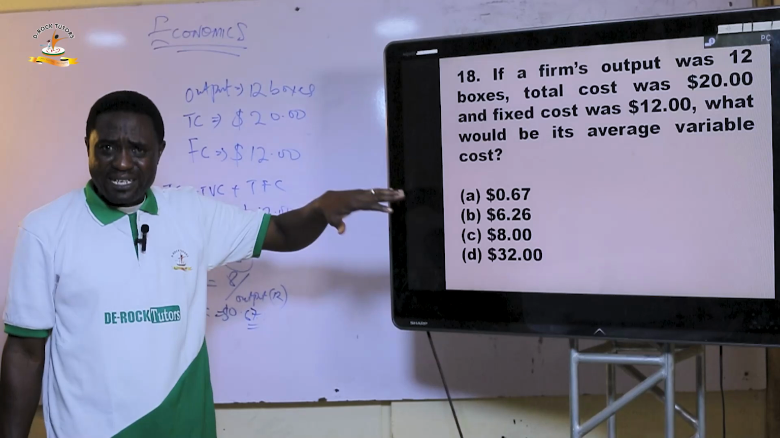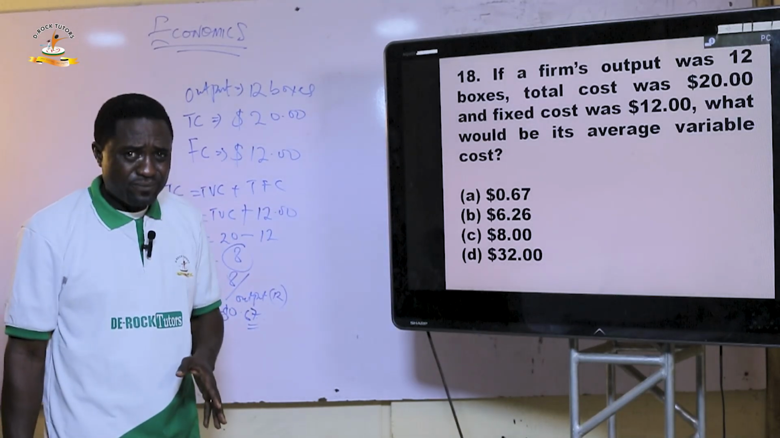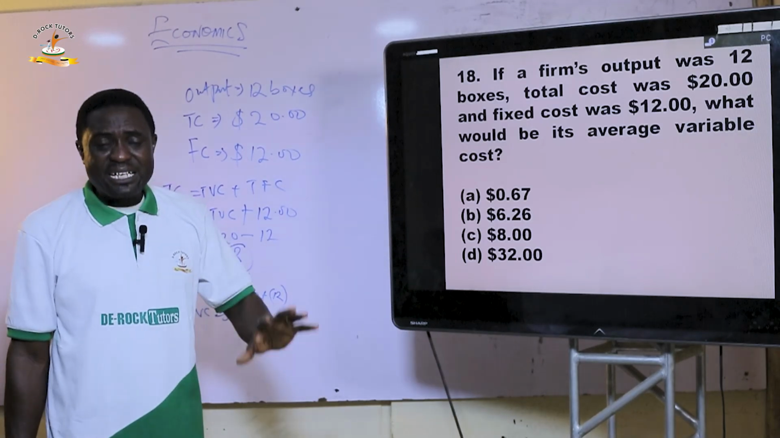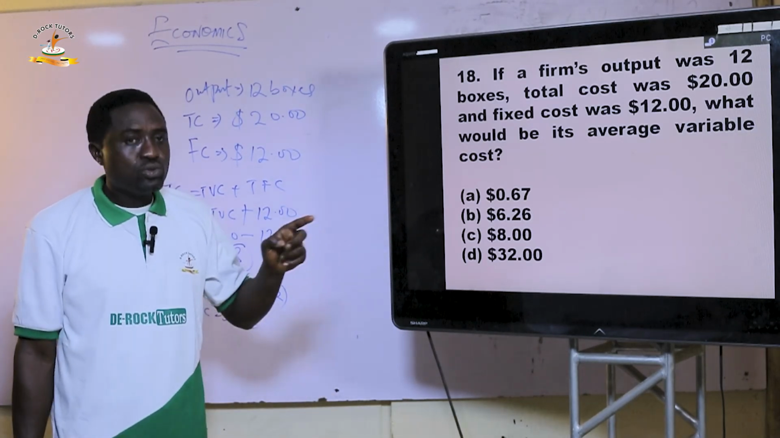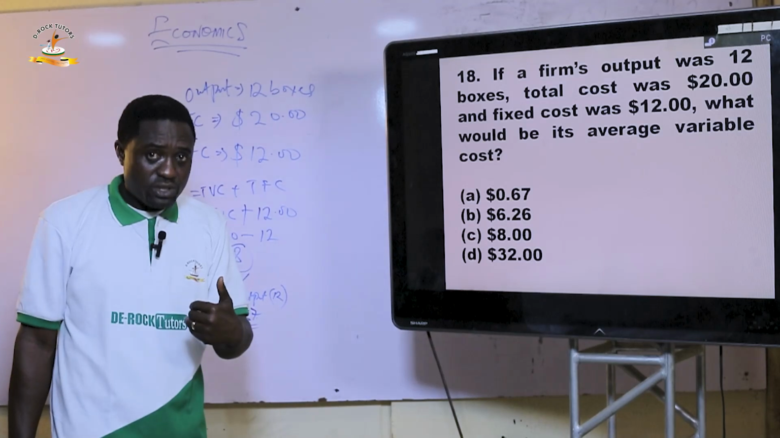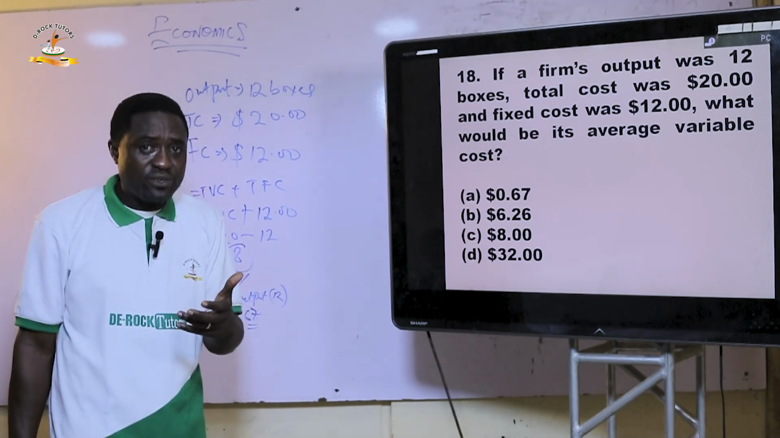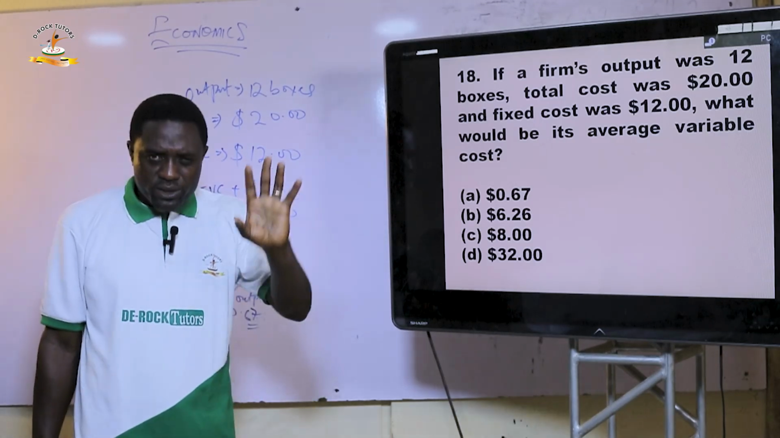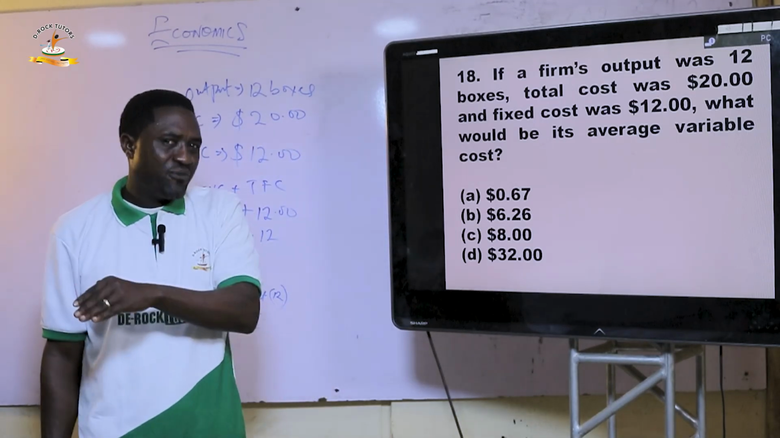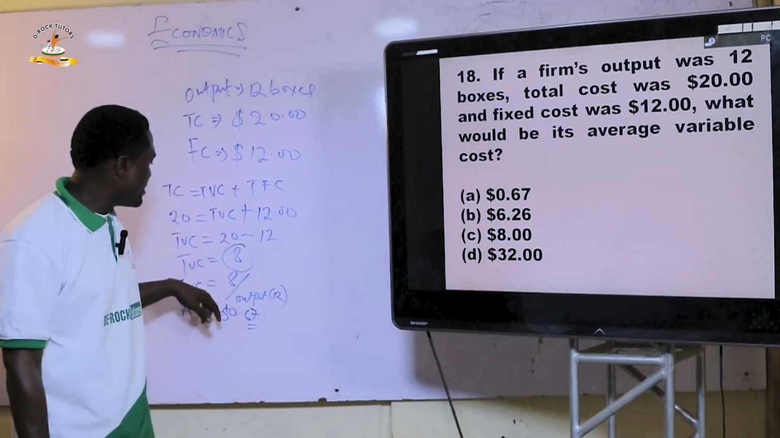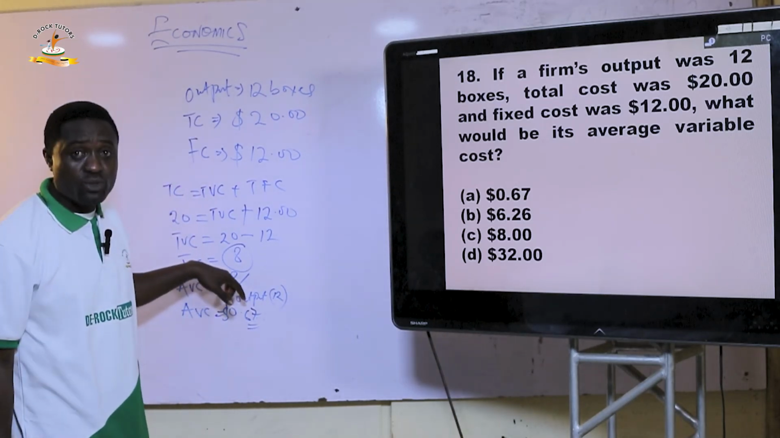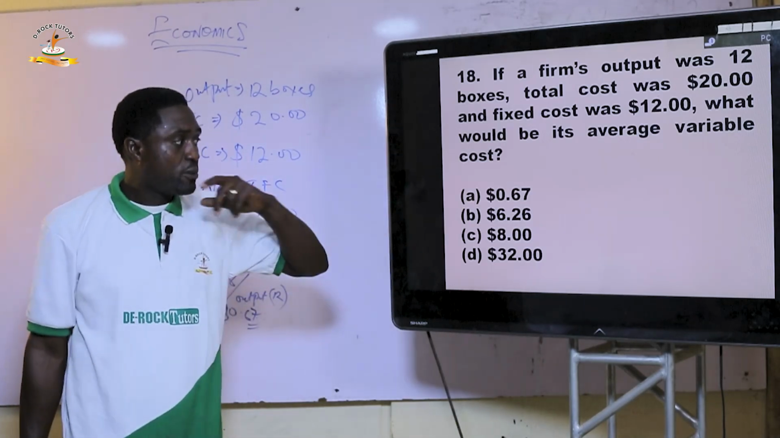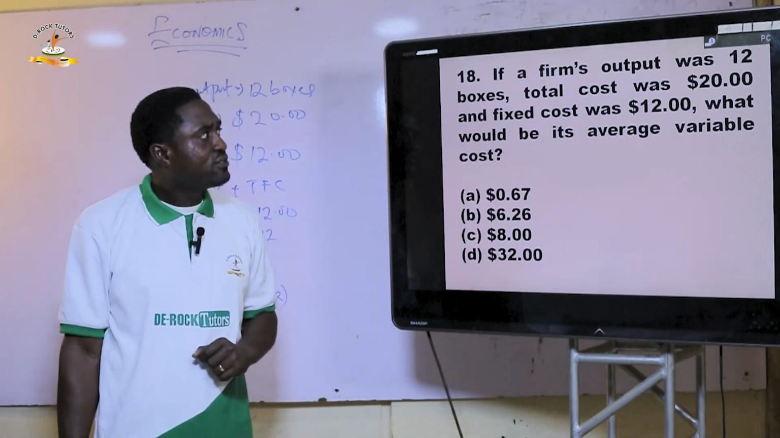You see the way we calculated this. It is not straightforward. We calculated the total first, and after getting the total, we decided to now work out the average. And like I told you, how do we get the average? By dividing the total by the number of outputs or the quantity or the units. That is going to give you the average. That's why after getting 8 as our total variable cost, I divided by the output and it gave us 0.67. So the perfect answer to that is option A, $0.67.